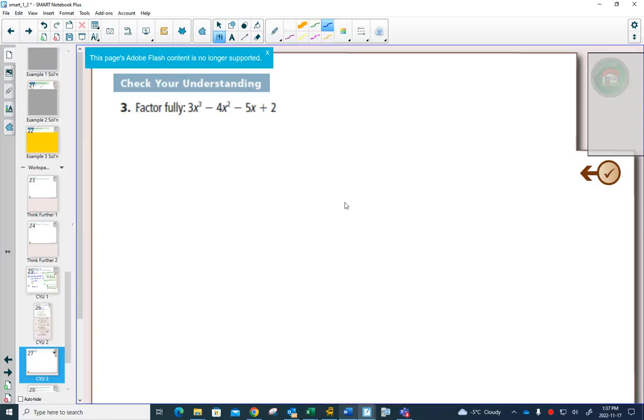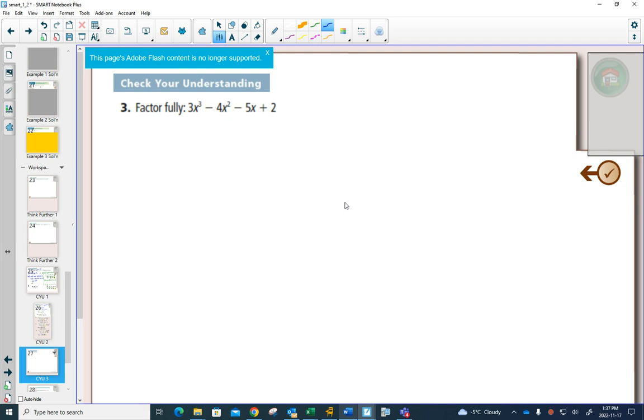So a little review of what we've done so far. We've done long division, synthetic division, and then we've learned the remainder theorem, the factor theorem, and the factor property. So how do those come into play if you want to factor this completely?